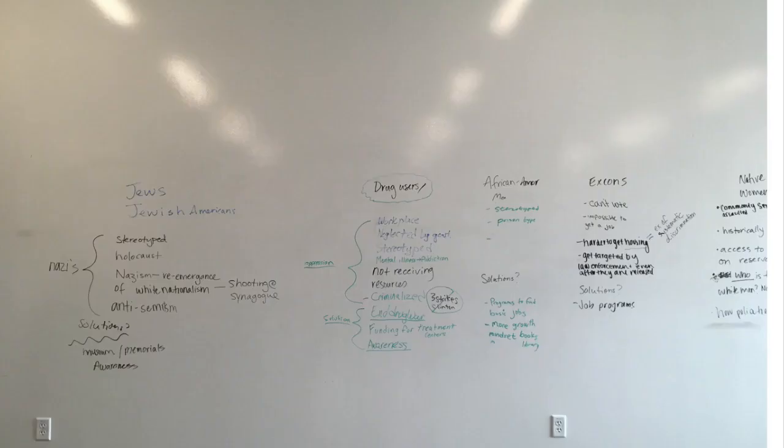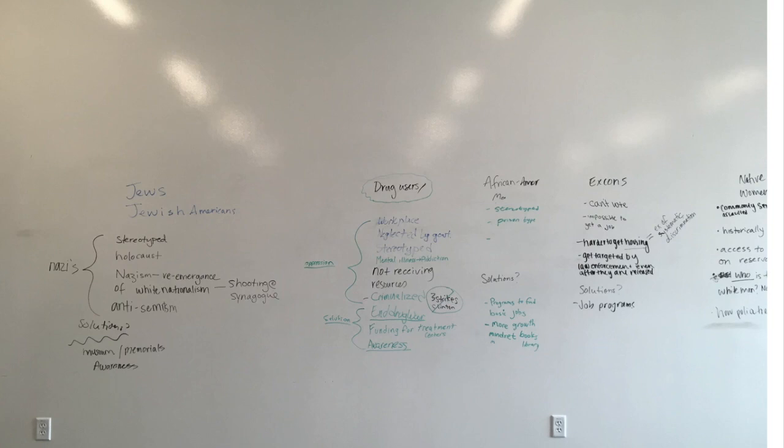So here's a picture. It's a little hard to see, but it's a brainstorm that I did in a 108 class last year. So you can see the groups at the top. There's Jewish Americans, drug users, African American men, ex-cons, and then Native American women got cut off, so you can't really see those. So pause the video and read through these.